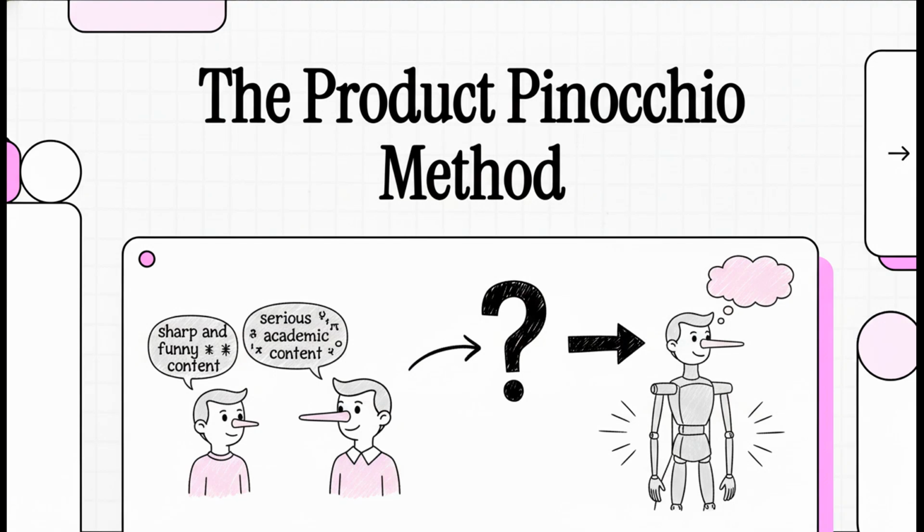All right, let's jump right in. If you're making stuff online, you've probably been there. One day, your content is super sharp and funny, and the next day, it's a little more serious, a little more academic. That kind of whiplash can really confuse your audience. Well, today we're going to fix that with a really cool and simple framework called the Product Pinocchio Method.